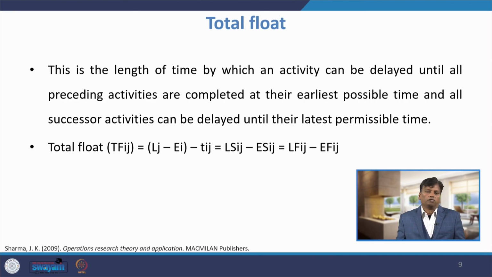Then what is a total float? I have already explained, but one more time I will explain it to you, also called slack. This is the length of time by which an activity can be delayed, given that all preceding activities are completed at their earliest possible time, and all successor activities can be delayed until their latest permissible time. So, total float is the difference of latest start time minus earliest start time, otherwise latest finish time minus earliest finish time. This is the formula for finding the total float.